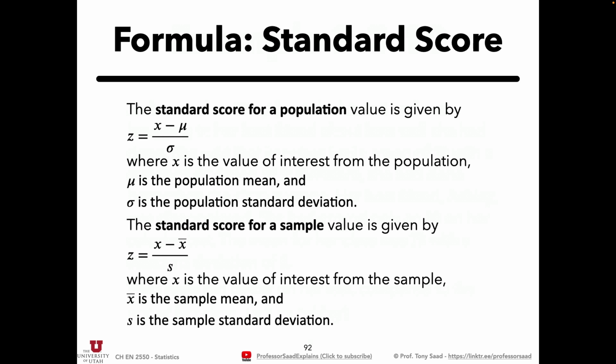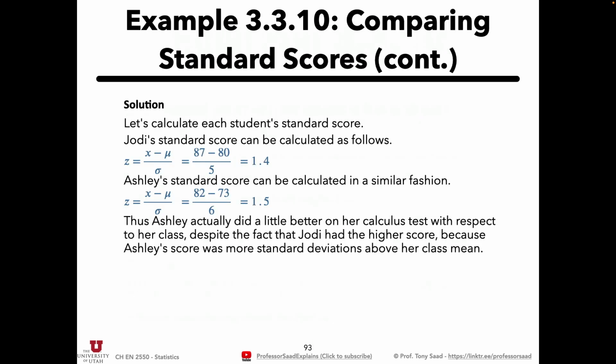If you do this calculation for Jody, she gets a z-score of 1.4. But for Ashley, she gets a z-score of 1.5. So actually, if all things are equal, Ashley did better than Jody. In other words, if Ashley was in Jody's class, she would have scored a higher score if the same conditions were met. This is what the z-score does. We're going to be using it throughout inferential statistics.